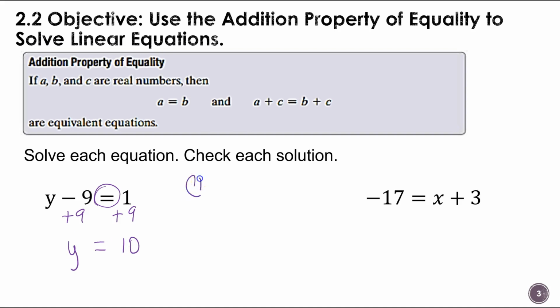And if you check your answer, and you can always check, go back to the original equation, put 10 in for y. 10 minus 9 equals 1. So 1 equals 1, that is true. So it checks.